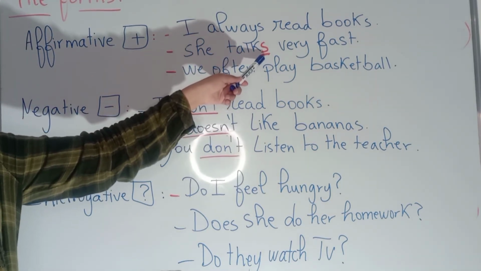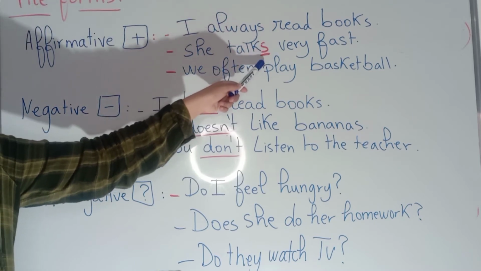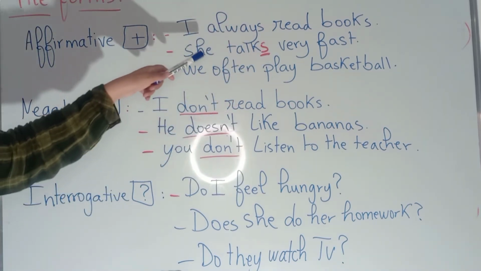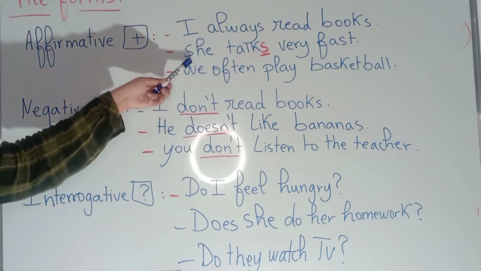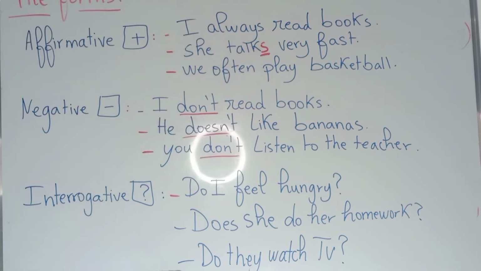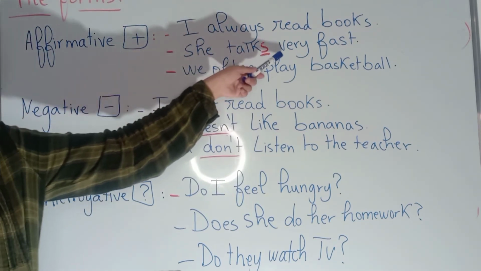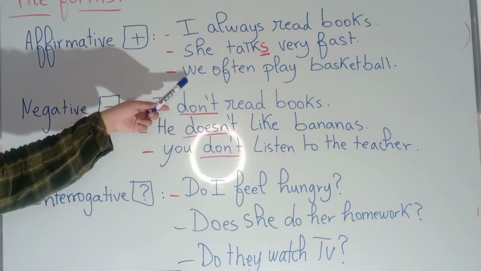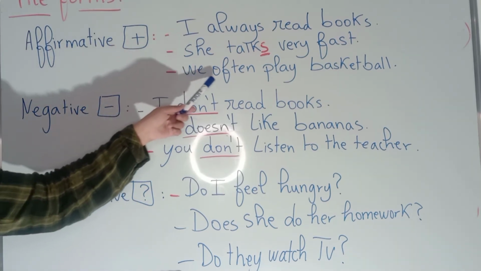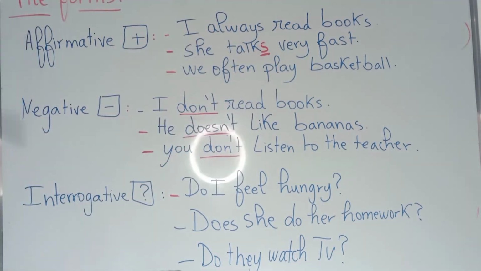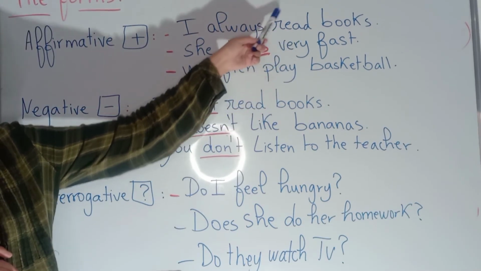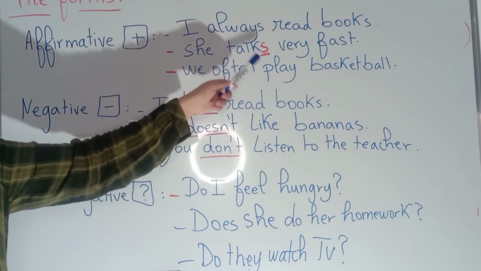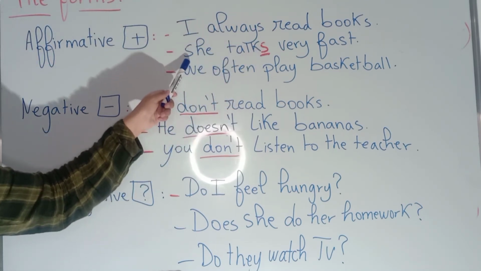Talks. Why did we add S at the end of the verb? Because we have she. So when we have he, she, it, we add s at the end of the verb. She talks very fast. And the last one, we often play basketball. There is no s here. You can't add s here or here. This is a base form. You only add s when we have she.